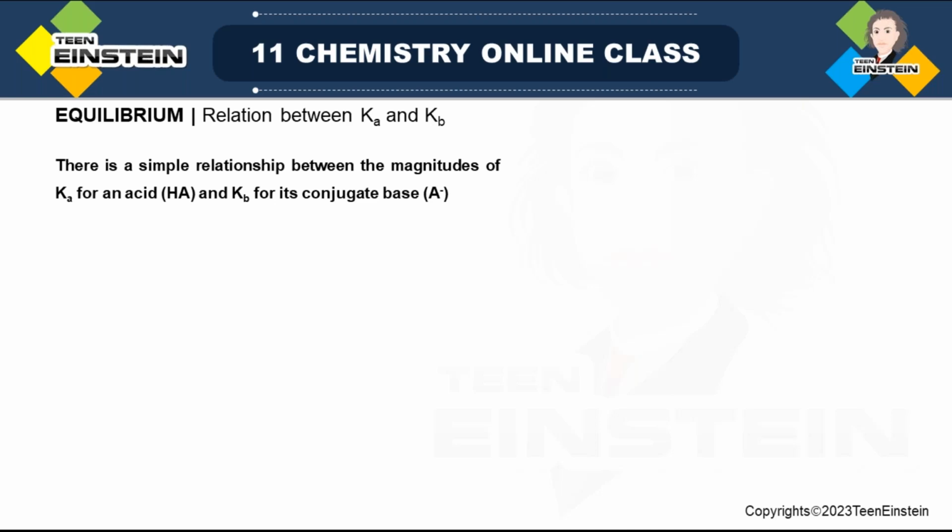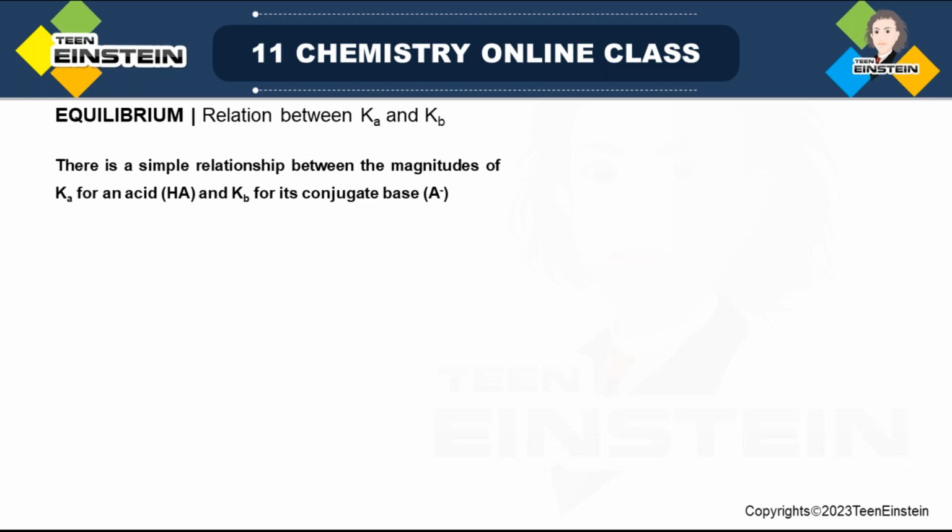Relationship between Ka and Kb. Individually we have seen Ka and Kb, and you can relate K and Kb to Kw also. So the equation that we are going to derive will be a relation not just between Ka and Kb, but also with Kw.